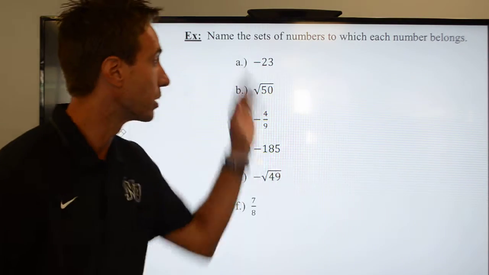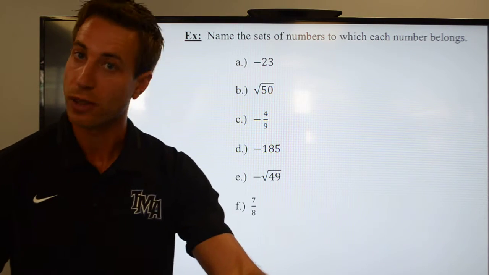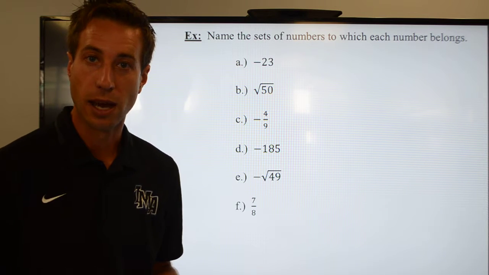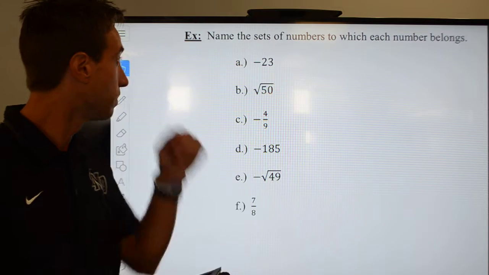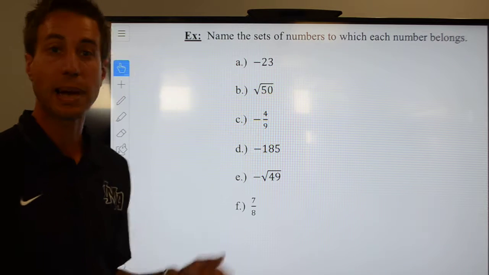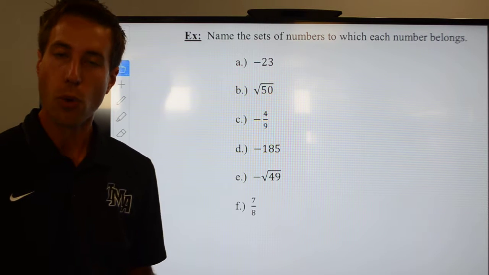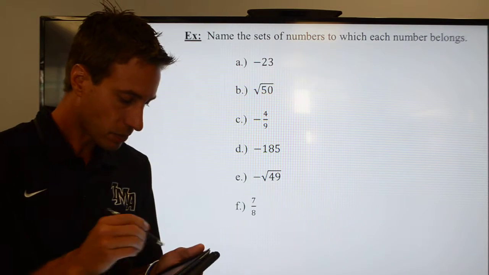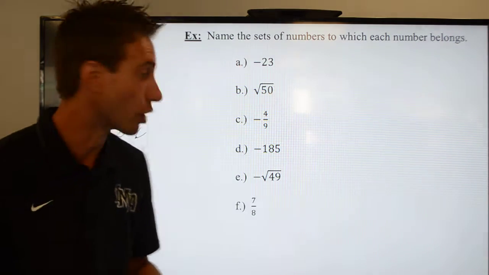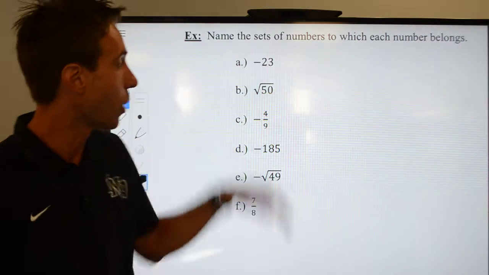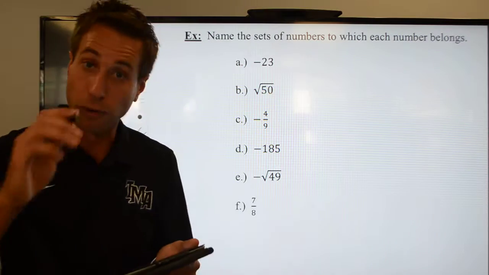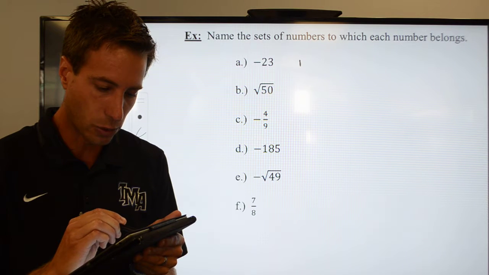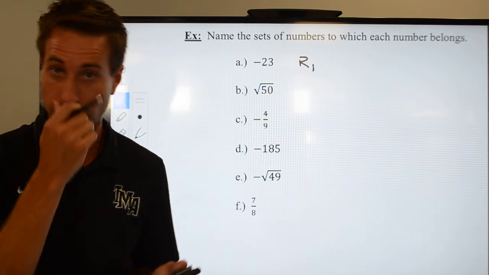So let me show you what I mean with the first one, and then if you want to jump ahead, try the rest of them on your own, come on back, and check to make sure that you get the same answers that I get. Here we go with the first one. I give you the number minus 23. What I need to do is figure out what categories this number falls into. Of course, all of these are going to be real numbers, so you can just go ahead and put the abbreviation R for all of them. We'll do them one at a time, but we're going to start here. Minus 23, of course, is going to be a real number.